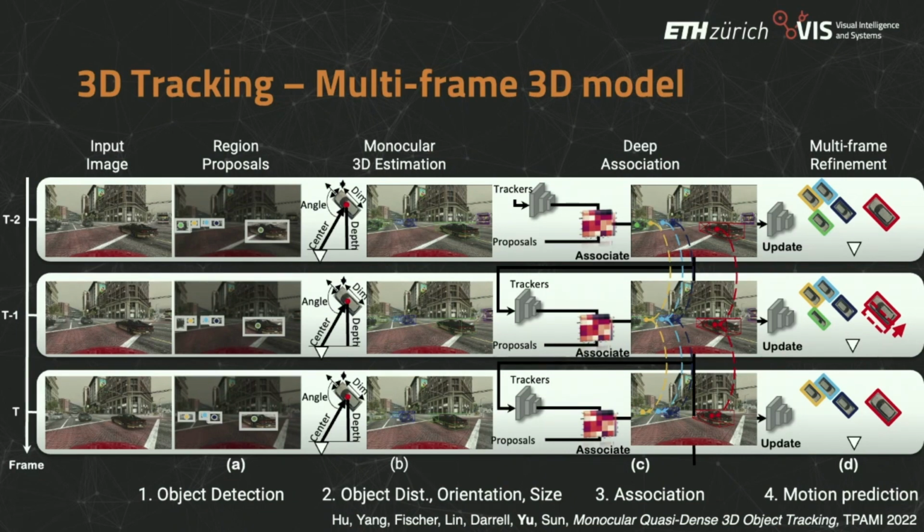Another thing is 3D motion is necessary for a lot of downstream tasks. For example, if we want to predict where the car will be in the future, then we will need to predict the 3D motion and know where the car came from in the past in order to predict their future trajectories. So therefore, it's also a necessary component in the whole system.